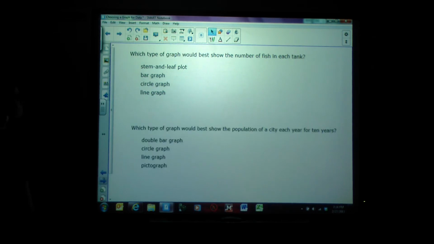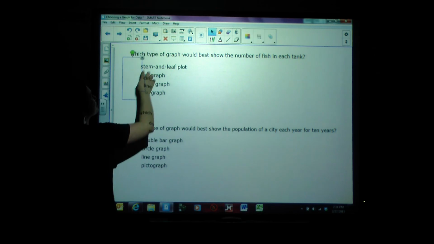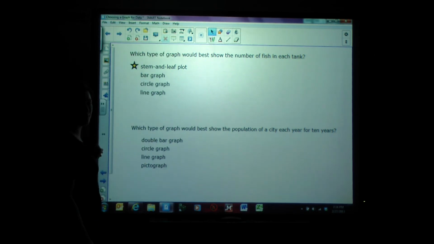Which type of graph would best show the number of fish in each tank? Stem and leaf plot, bar graph, circle graph, or line graph? Well, if we're talking about fish in a tank, that could be a lot of fish, that could be a lot of tanks. So we're looking at stem and leaf plot. That's a lot of numbers, that's a lot of data.